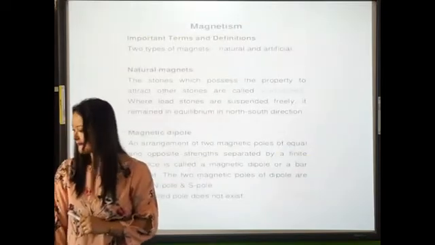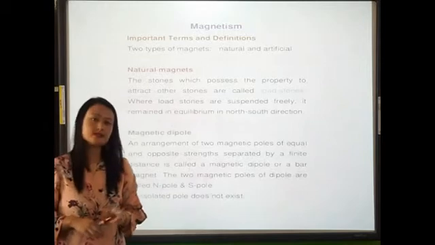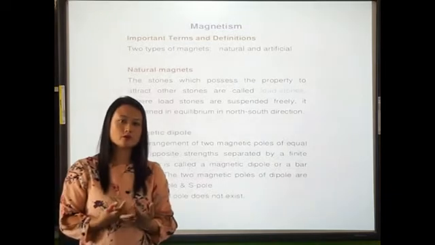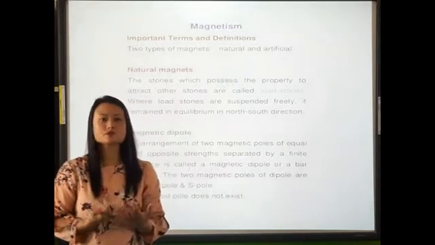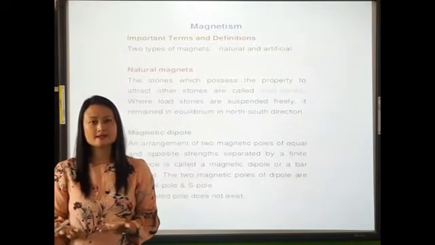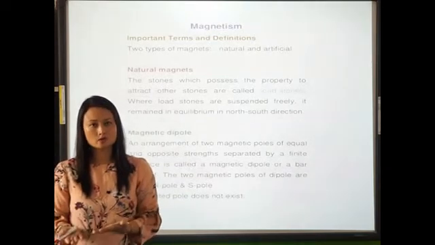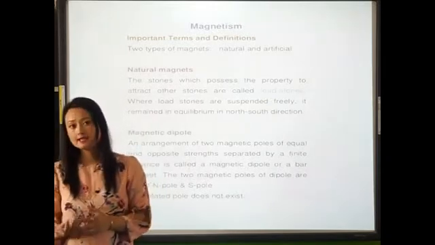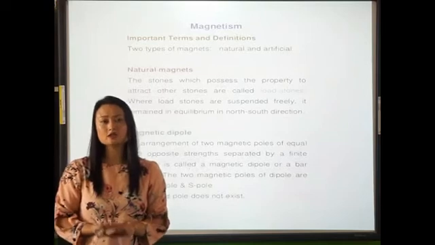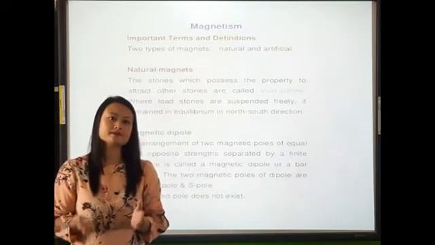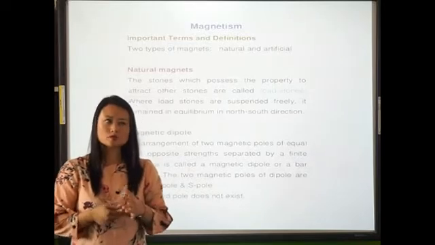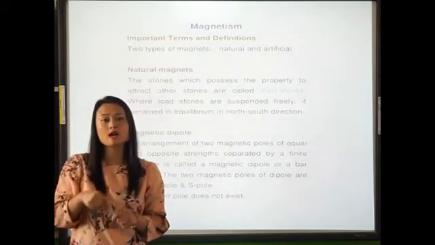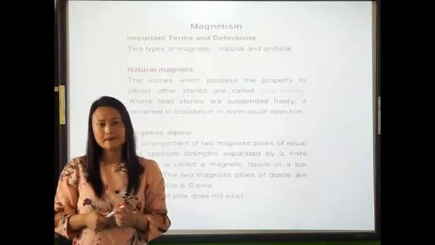So now, important terms. As we say, there are two types of magnets. One is natural, the other one is artificial. You know very well what we mean by natural: natural means found in nature, and the best example is lodestone, which was first discovered in Magnesia. The other one is artificial magnets, also known as man-made magnets. Most of you have done that experiment, or you've seen those horseshoe magnets. The horseshoe magnets are artificial magnets.